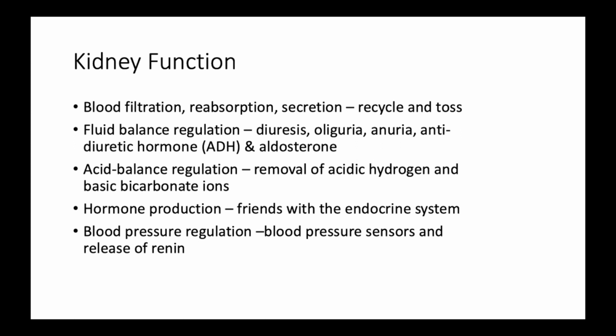Hormone production: the kidneys have close associations with the endocrine system, the hormones that keep everything functioning in the body. So that's the thyroid system, the endocrine system. The kidneys produce hormones, they regulate the release of hormones from other organs, and they are themselves influenced by hormones. For example, the kidney can influence the rate of release of the antidiuretic hormone from the posterior pituitary gland, and aldosterone, the mineralocorticoid that's secreted by the cortex of the adrenal gland.